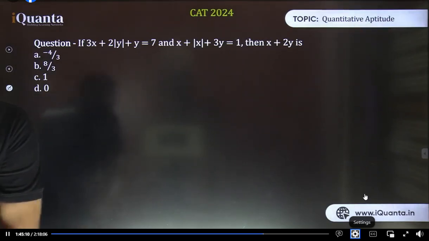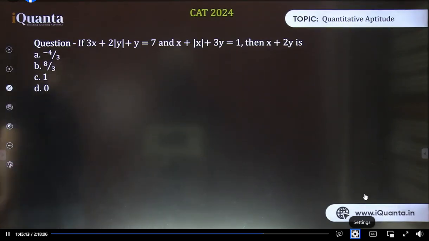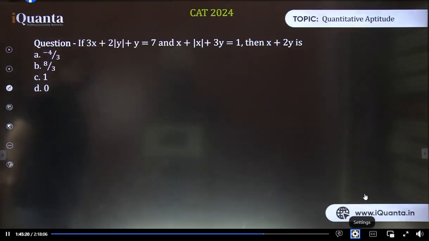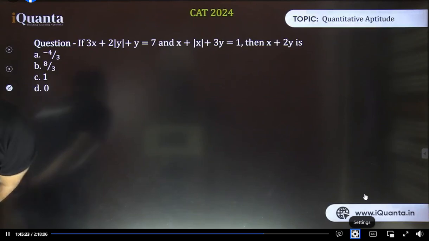Akshay did not understand the question. What did you not understand in the question? These two equations are given with two variables. We have to find the value of x plus 2y. Now we need to consider whether x is positive or negative, y is positive or negative. Accordingly, we need to simplify. Yes, make 4 cases. That is one of the ways. Use 4 cases and then simplify. Then see what satisfies.